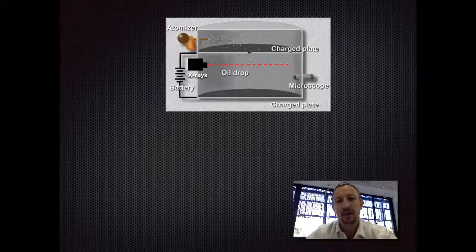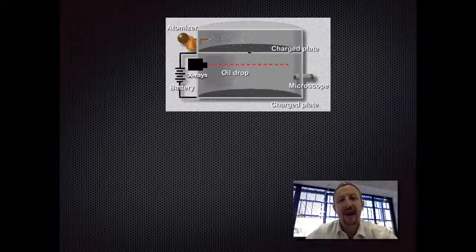So how did this work? Well, you can see at the top here we've got the atomizer, and it's spraying the particles into the chamber. There's a small hole in the top plate. This top plate was positively charged, and the droplets fell through the top plate. At that point, X-rays were bombarded into these oil droplets, and as a result either put on or removed electrons.